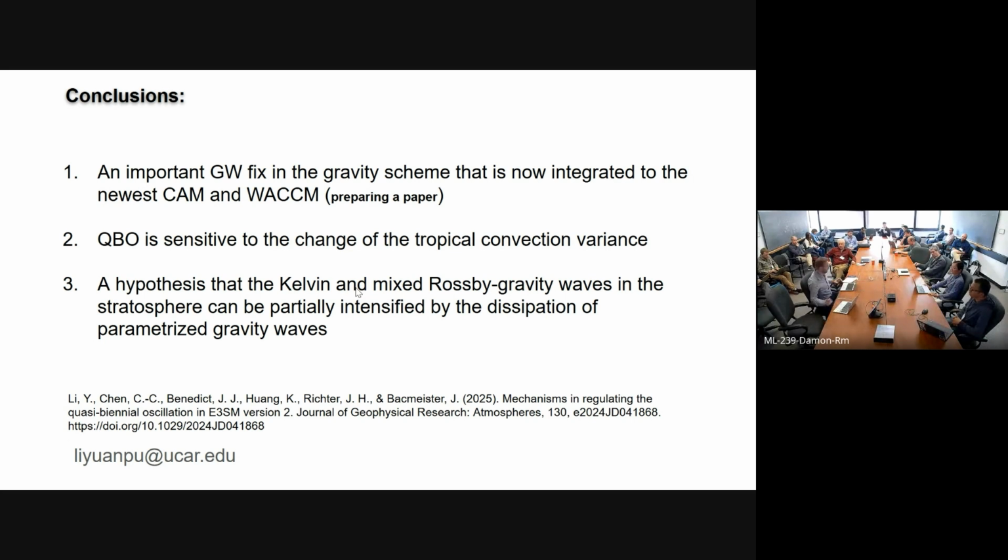Kelvin wave is very important, but Kelvin wave is not enough to drive the QBO. So Jack tested this mesoscale convection update on the QBO, but he didn't say anything because only Kelvin wave intensification is not enough to drive the change in the QBO. But now with this fix, we can test everything.